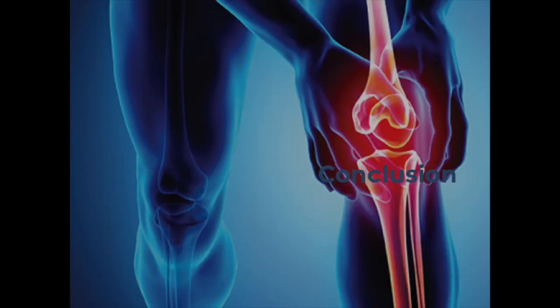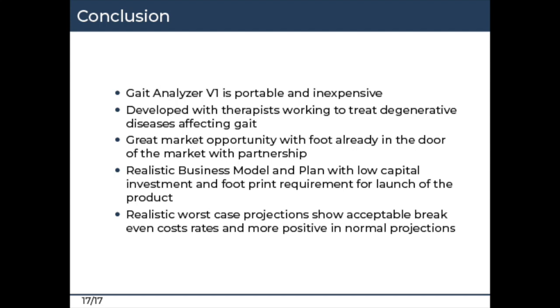To sum up our project in a quick conclusion, we present the Gait Analyzer V1, which is a wearable orthopedic sensor which holds its main value in its portability and its low cost to medical professionals compared to the next best equivalent system to evaluate the foot progression angle. Being developed with therapists at UBC who treat knee osteoporosis daily, we already have a verified functional product while also already having our foot in the market through this partnership.